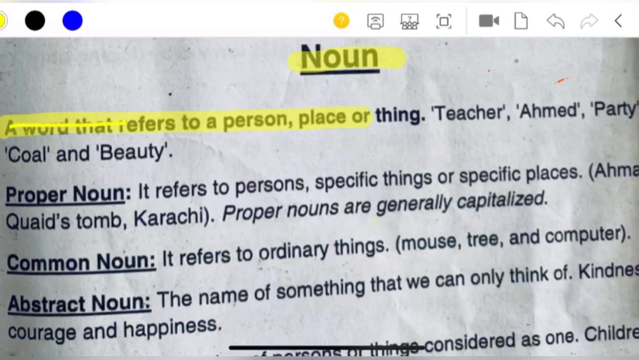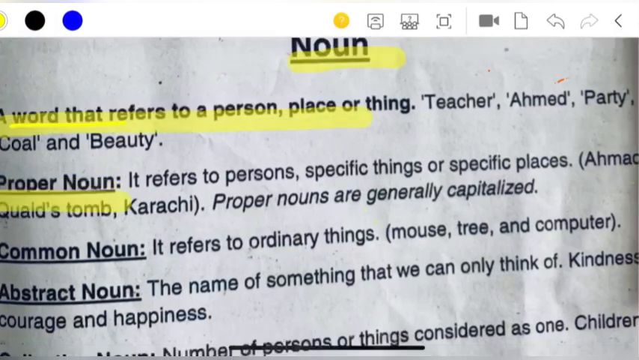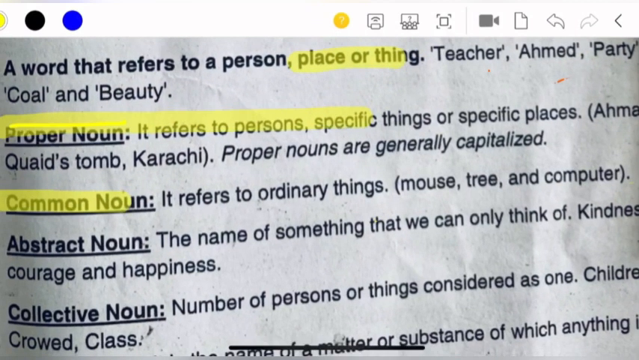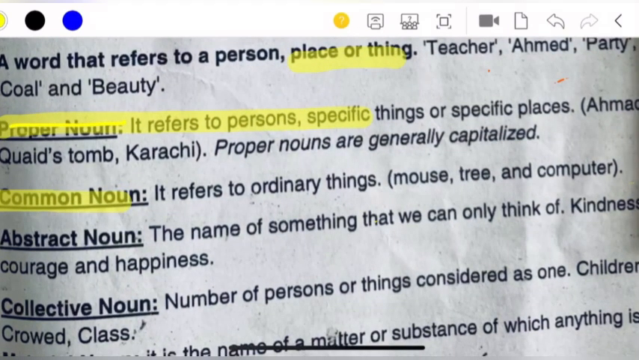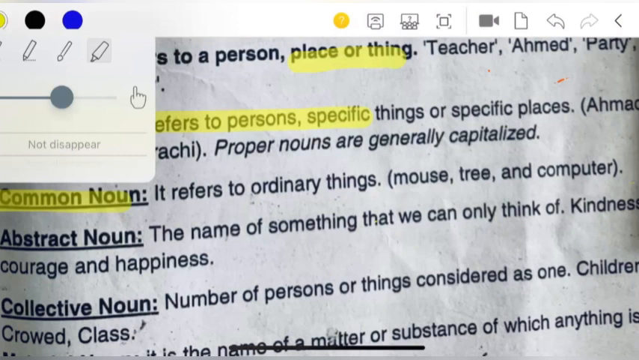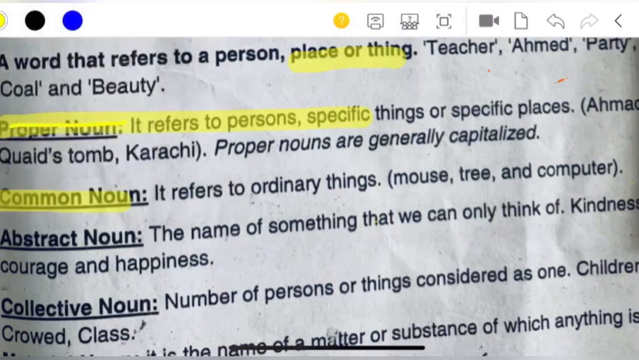Now we need to discuss types of noun. The very first type we have here on this page is proper noun. Proper noun refers to specific persons, specific things or specific places. Example of a specific person like Ahmed, an example of a specific place like Pakistan, an example of a specific place like Karachi. Proper nouns are generally capitalized. Next one is common noun. It refers to ordinary things like mouse, tree, and computer.